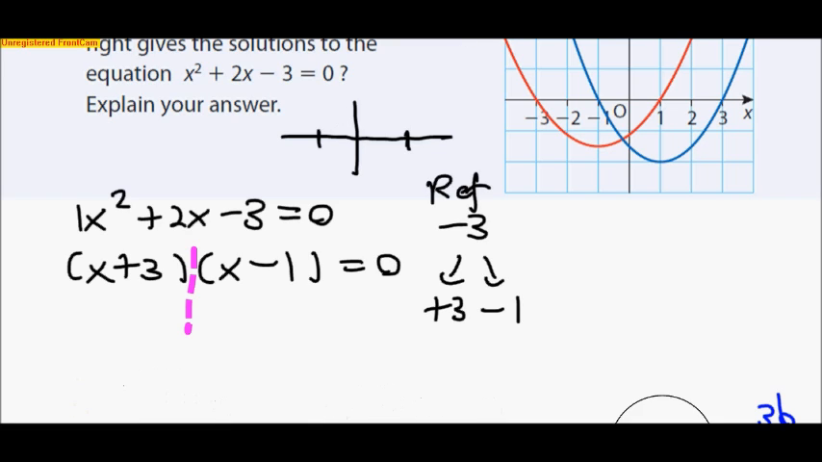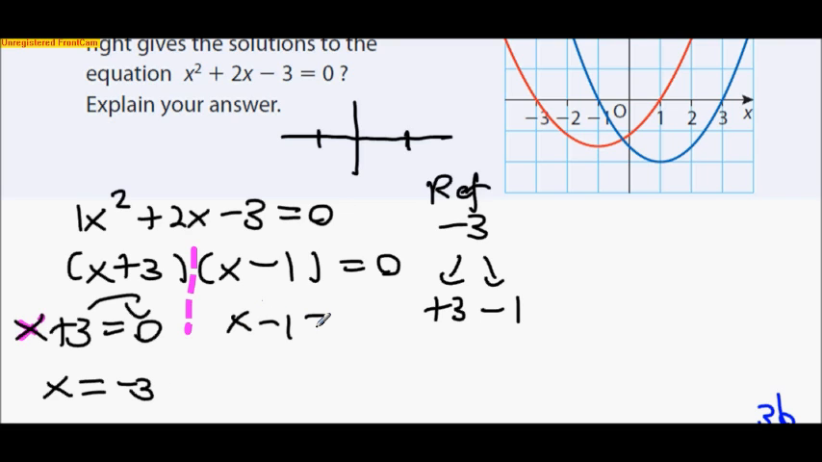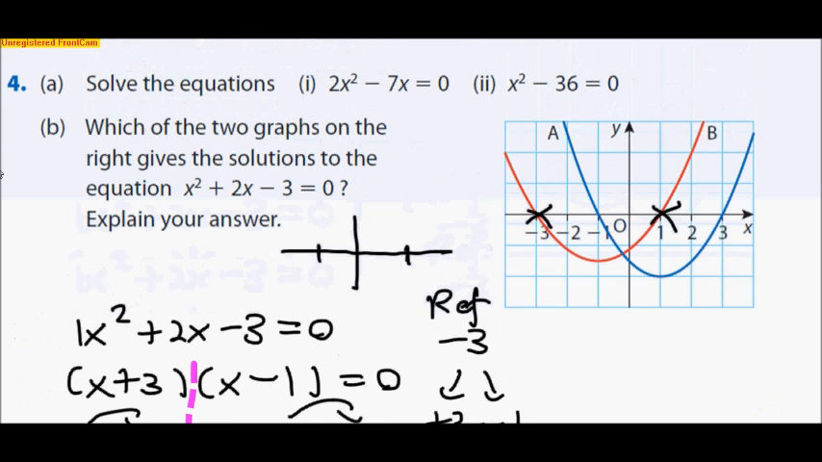And what we're going to get is x plus 3 equals 0. Bring over the 3, x equals minus 3. x minus 1 equals 0. Bring over the 1, x equals 1. So the answer should be 1 and minus 3, which is this one here. So it's the red graph, because the red graph crosses at minus 3 and 1, while the blue graph crosses at minus 1 and 3, okay?